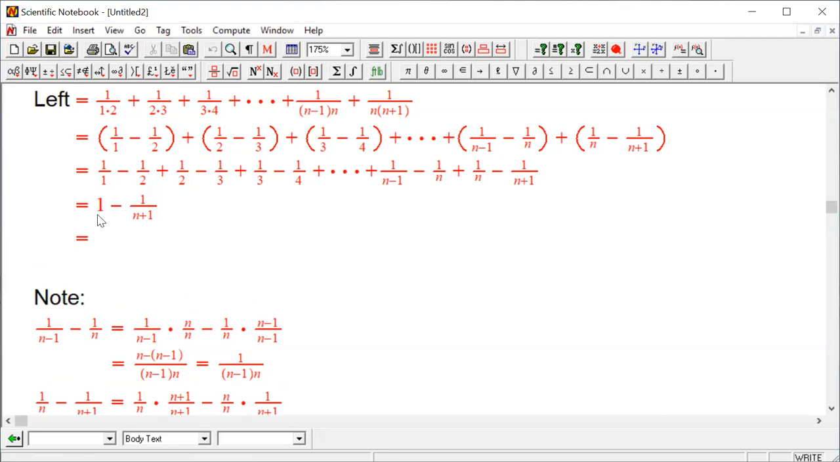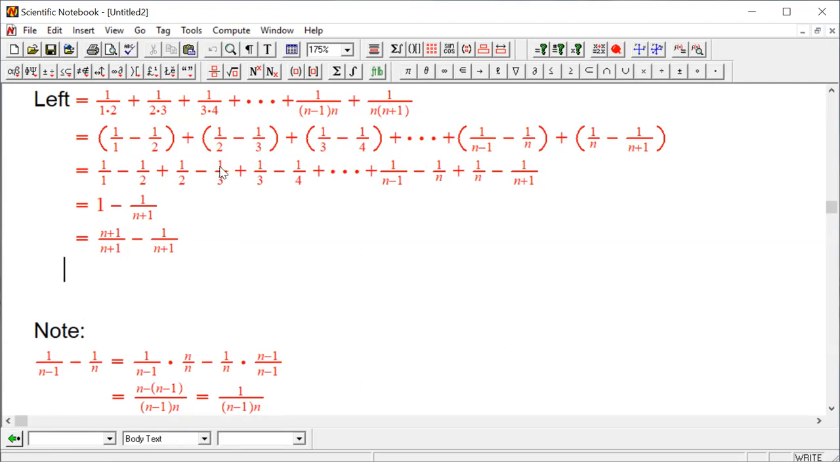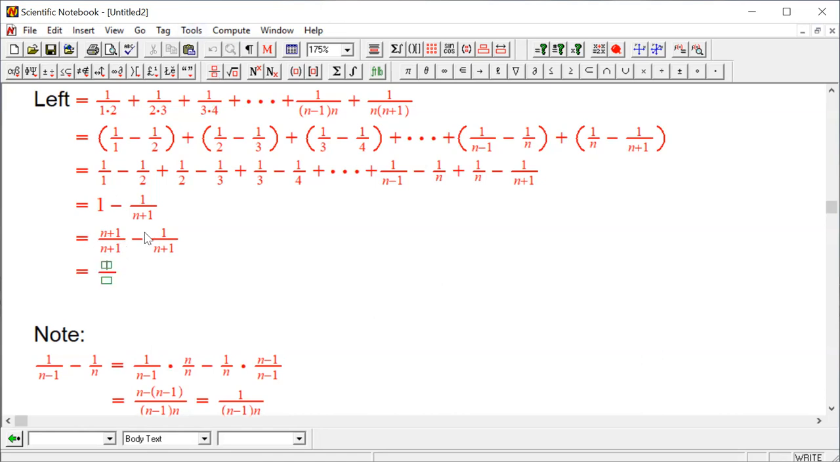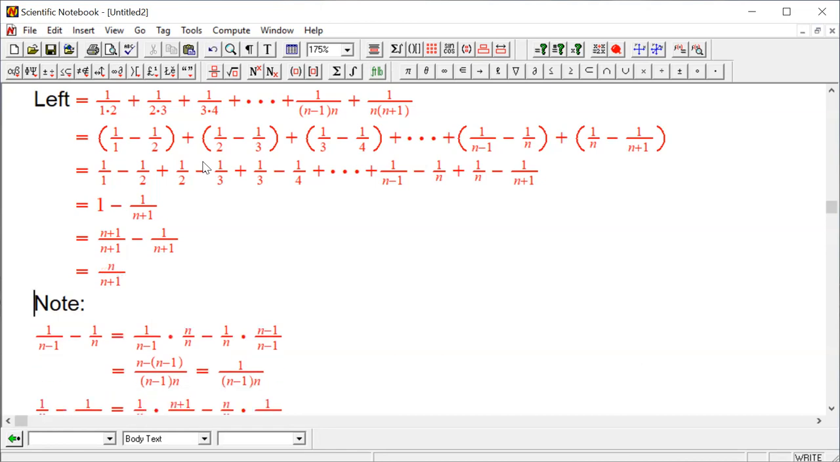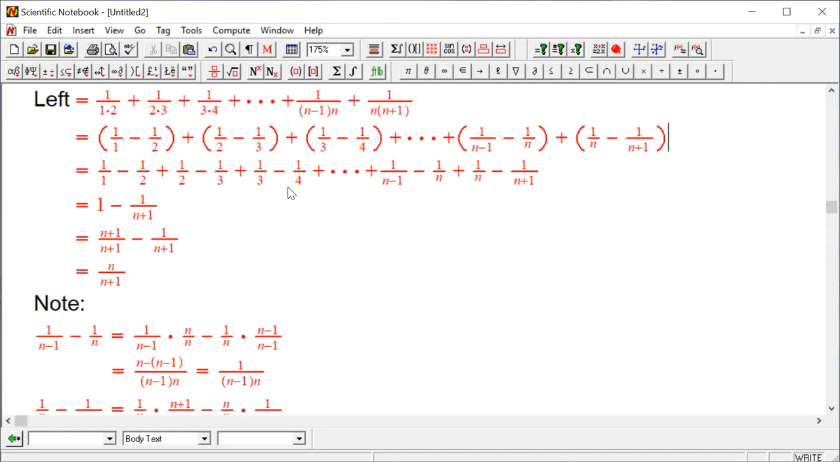Okay, and you can find a common denominator. The common denominator for 1 is n plus 1 over n plus 1 minus 1 over n plus 1. So now we have the same denominator. We are getting n plus 1 minus 1, so we get n over n plus 1. Okay, this is very useful. I promise you, with 99% chance, you're going to see this similar thing in your calculus class, calculus 2.